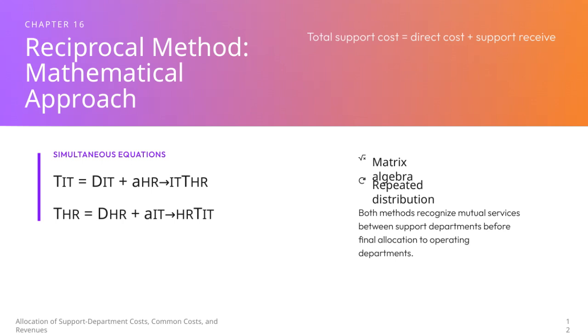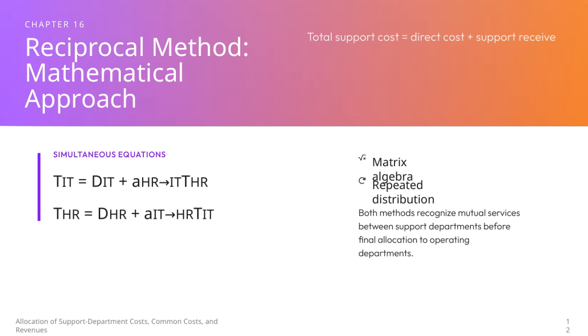We start with these simultaneous equations, TIT equals DIT plus AHR times ITTHR, and similarly, THR equals DHR plus 8 times HRTIT. These represent the total costs of each support department, combining direct costs and the costs allocated based on services received from the other support department.